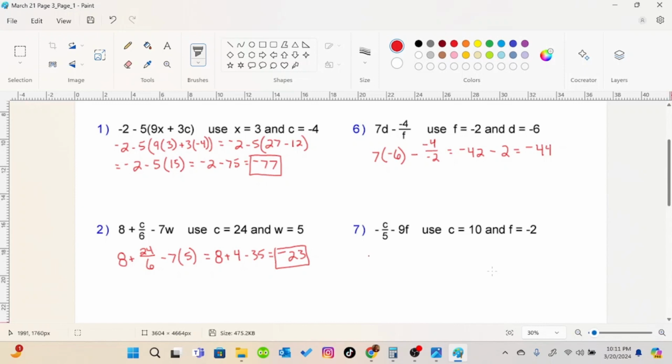Number 7. We're going to substitute 10 in for C. And we're going to substitute -2 for F. 10 divided by 5 is 2. -9 times -2 is +18. And -2 plus 18 is 16. Final answer.